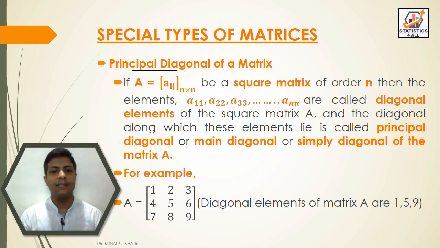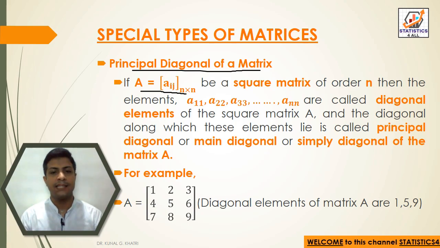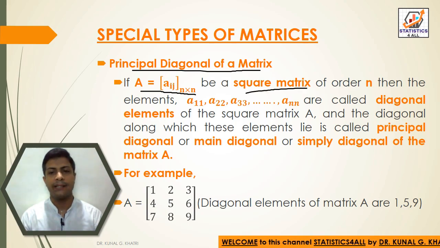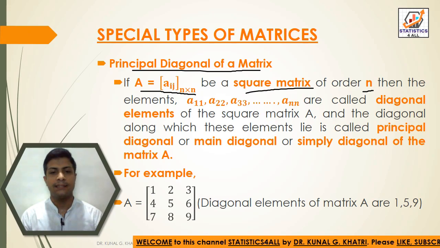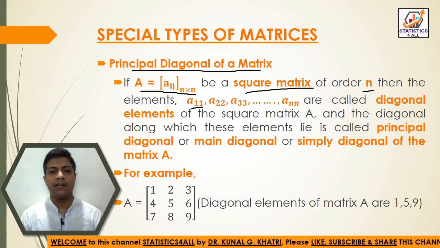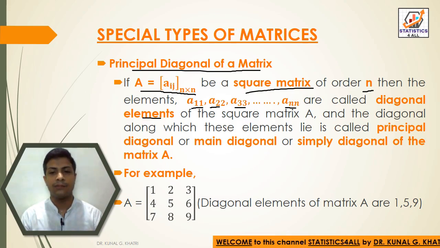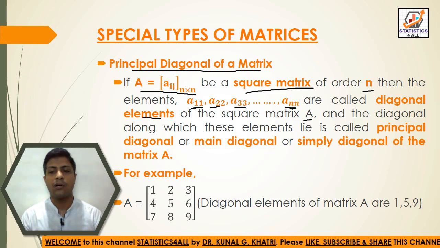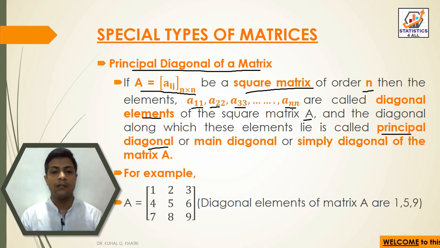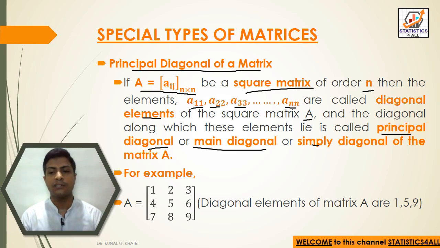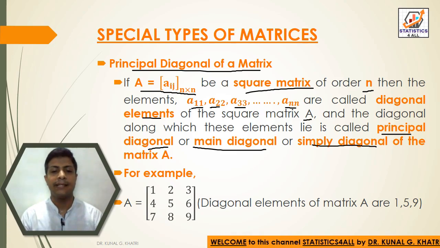Now, principal diagonal of a matrix. If matrix A, that is equal to Aij n into n, be a square matrix of order n, then the elements A11, A22, A33 and so on up to Ann are called diagonal elements of the square matrix A, and the diagonal along with these elements lie is called principal diagonal or main diagonal or simply diagonal of the matrix A.